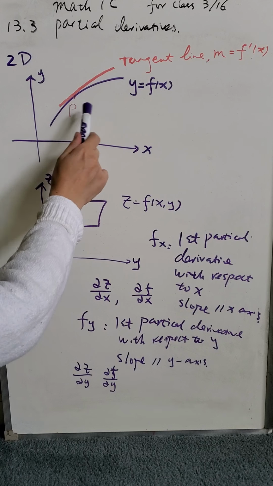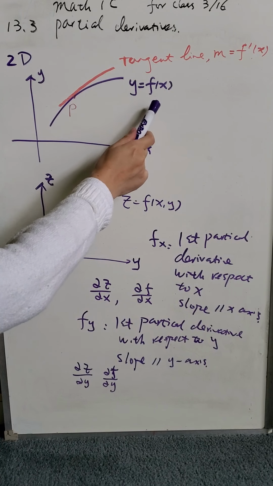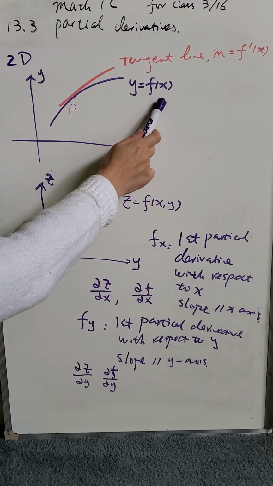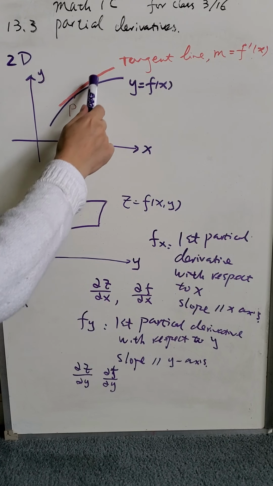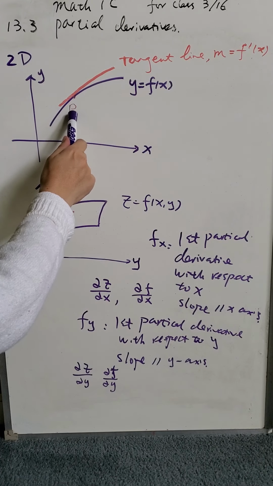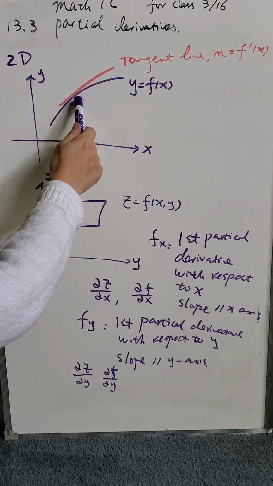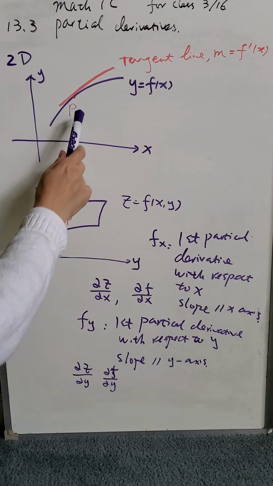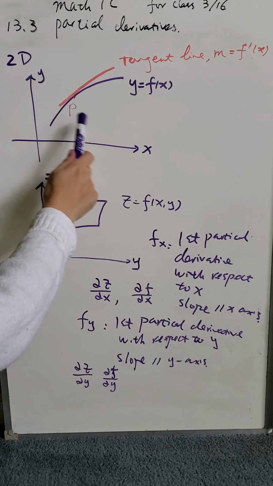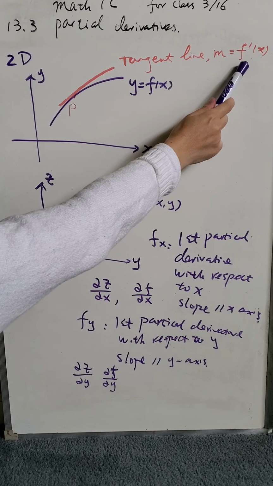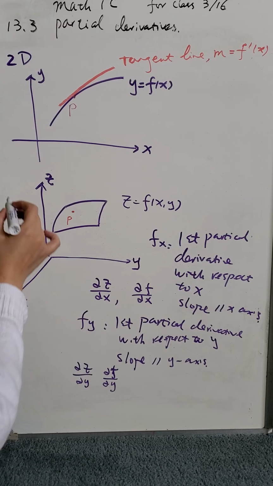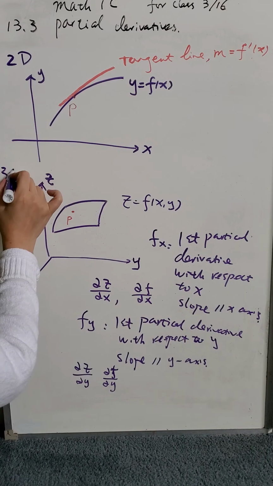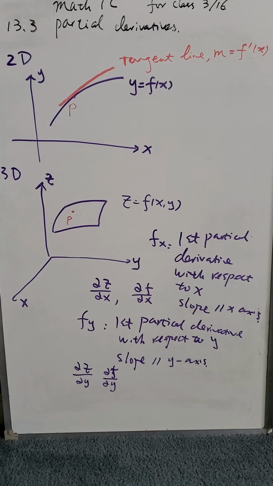So let's say I'm given a curve, and the function represents a curve, y equals f of x. If I want to find the slope of the tangent line going through the point P, I need to take one derivative, the first derivative, and I will get the slope out. But for three dimensions, how do we do it?